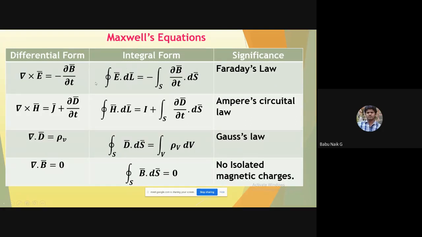Next, Maxwell's second equation is from Ampere's circuital law: del cross H bar is equal to the conduction current density plus the displacement current density. The displacement current density is nothing but dou D bar by dou t. The same thing can be written in integral form as the closed line integral of H bar dot dl. This is Ampere's circuital law.